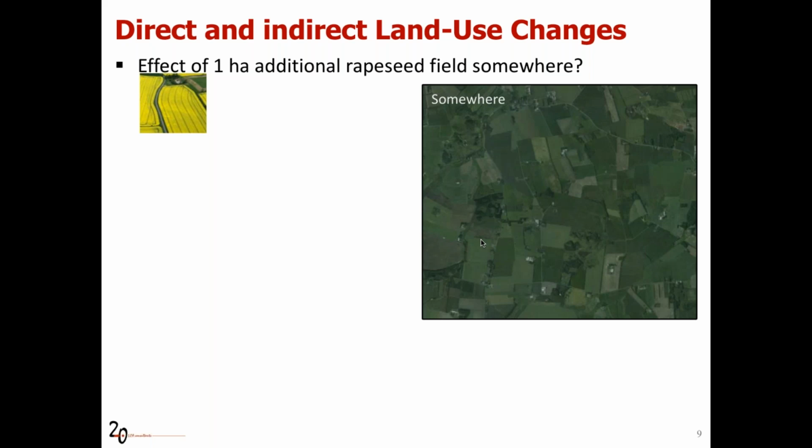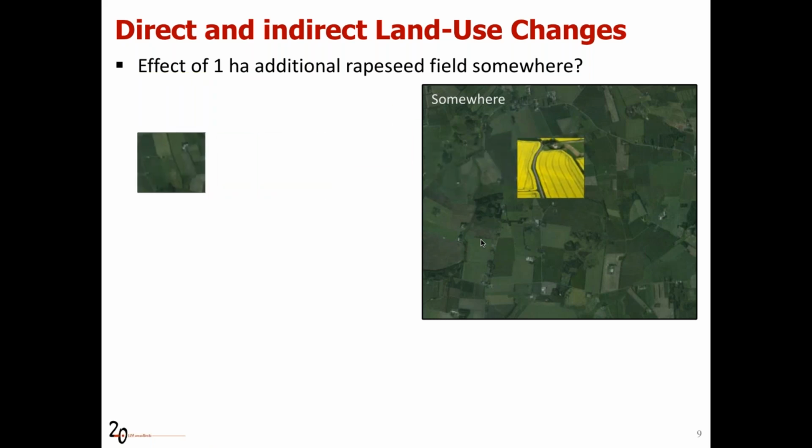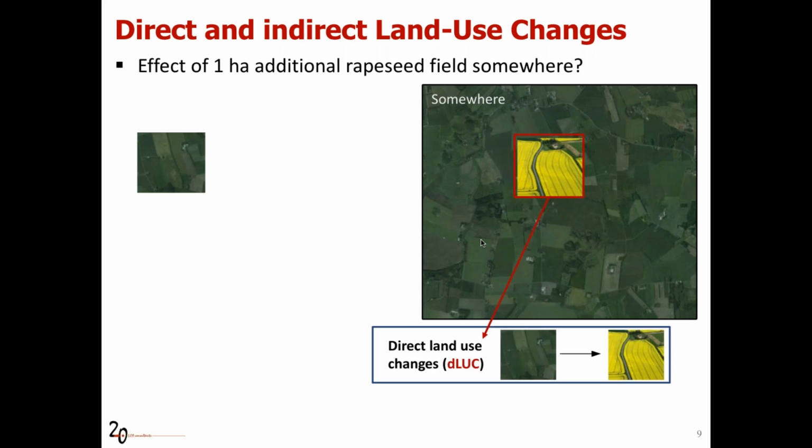Rapeseed, for example: satisfying the demand of 1 hectare of additional rapeseed. What we do in that case is we cultivate 1 additional hectare of rapeseed. Therefore, we occupy a piece of land that is already in use somewhere in the world. And this is what we call the direct land use change effect. So what takes place on that spot.